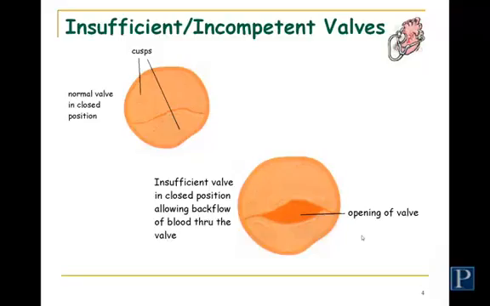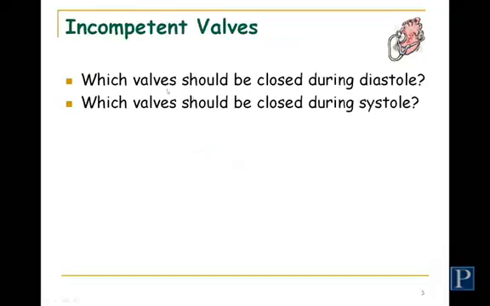So if you ask yourself which valves should be closed during certain phases of the cardiac cycle, but they're not, those valvular defects are going to create murmurs. So ask yourself, which valves should be closed during diastole? During diastole, again, we're filling up the ventricles.